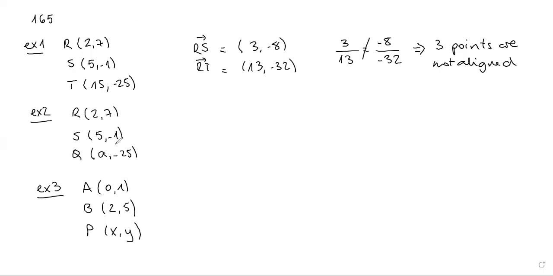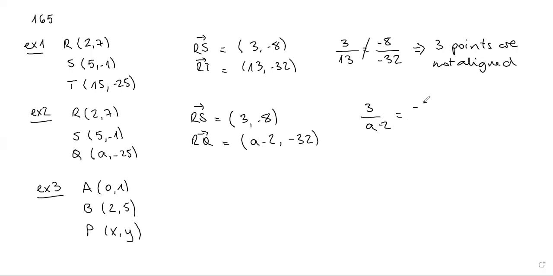Okay, exercise 2, they tell me to calculate the value of A, so these 3 points are aligned. So I do the same thing. I calculate RS, which is 3 minus 8. I calculate RQ, which is now A minus 2, minus 25 minus 7, that's minus 32 again, and I compare them. I compare this to this, and equal to minus 8 divided by minus 32. Now what do I have to do? To calculate this, I have to move what's dividing. I will write it multiplying and the opposite.